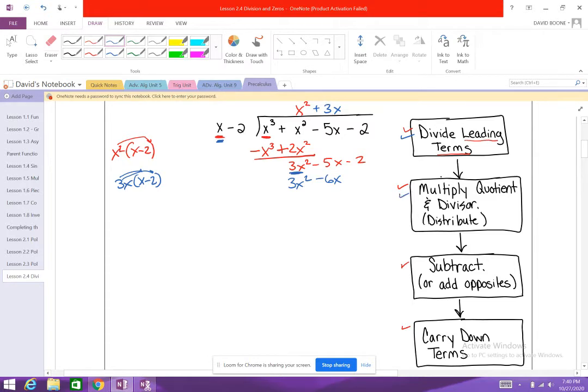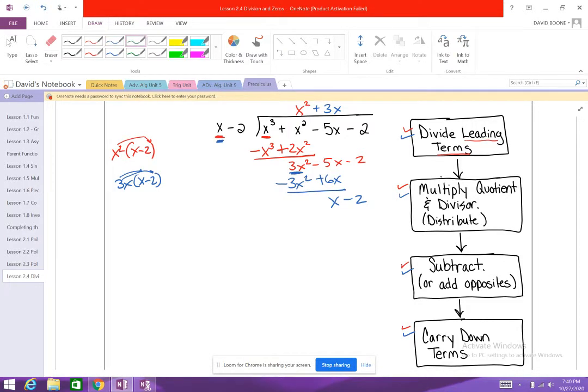Okay, so I did that, and now we're going to do the subtraction, or as I like to think about it, change the signs and add. Because when I put those together, that goes away. Bring that together, I just get x. So that's done. Now carry down the next term. And we're done there.